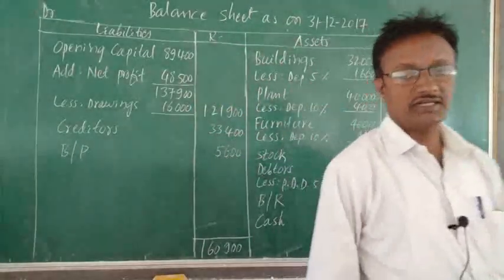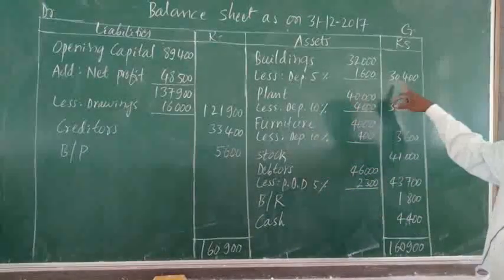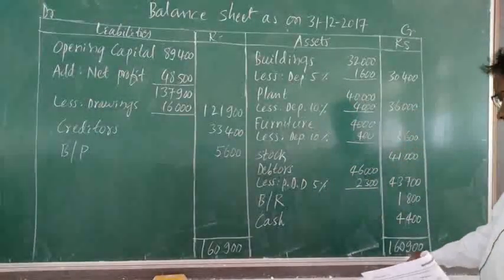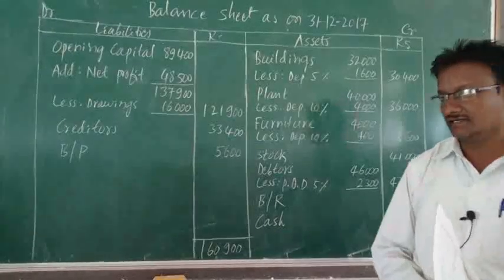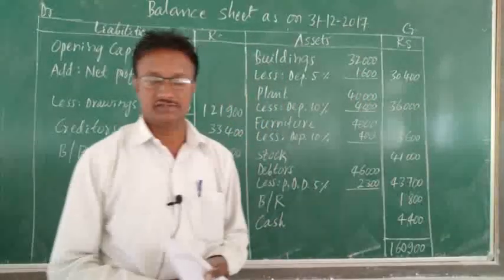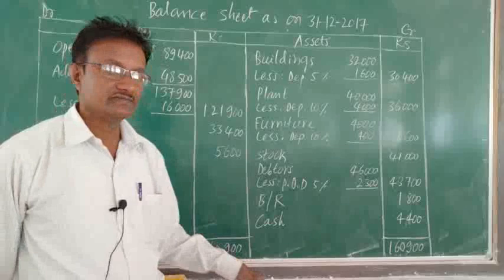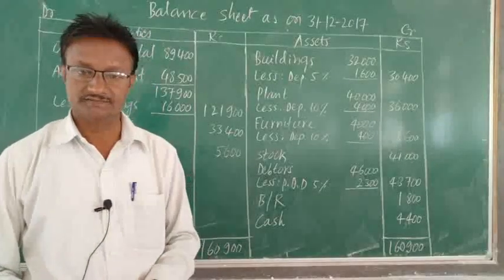So make total on the asset side, it becomes 1,60,900 and liabilities total is also 1,60,900. It is tallied here.